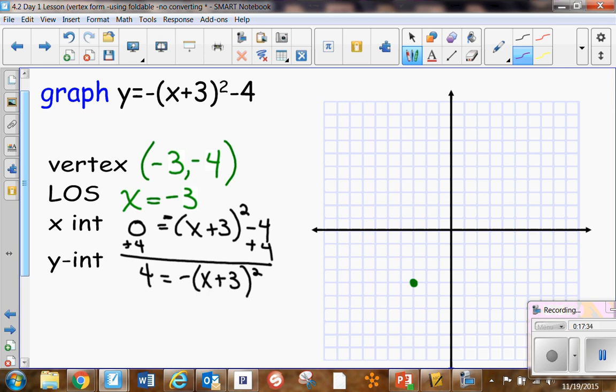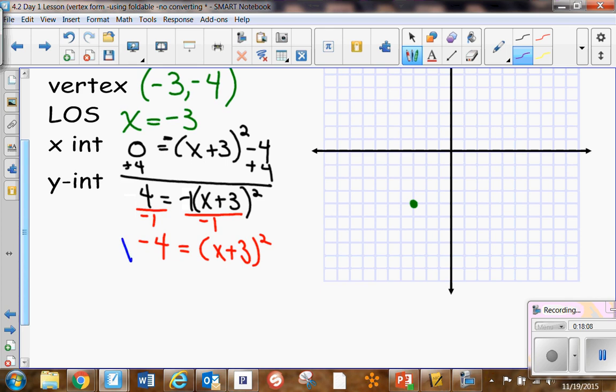But at this point, I really can't take the square root of both sides yet because of this negative hanging out here. So I could put a negative 1 right there, because that's what that means, negative 1 times all that. So let's divide both sides by negative 1 and just negate that negative. I'm going to divide both sides by negative 1, or multiply by negative 1, whichever you prefer. So now I have negative 4 equals just plain (x plus 3) squared. Much better.